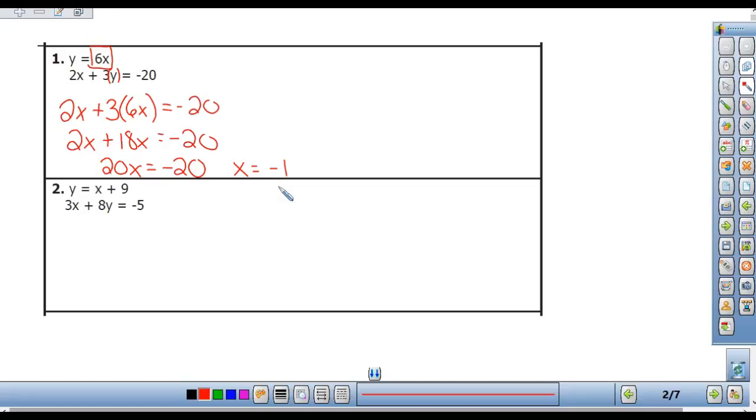What else do we need? Now we need y. So I'm going to take this x and I'm going to plug it in to my first equation to figure out what y is. Because it's going to be y equals 6 times what's x? Negative 1. Or y equals negative 6.